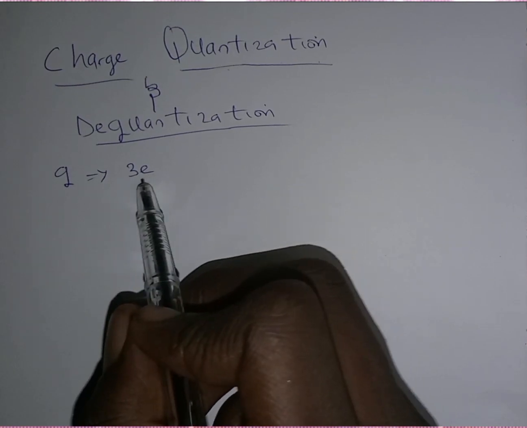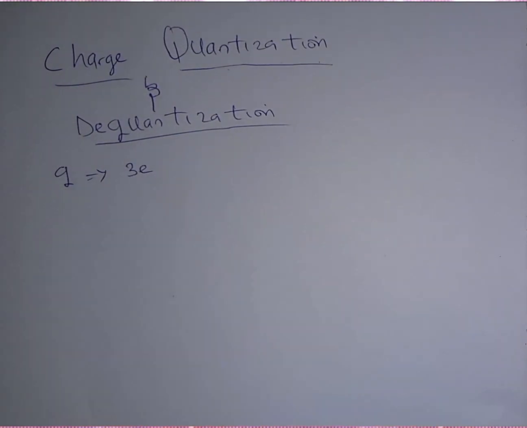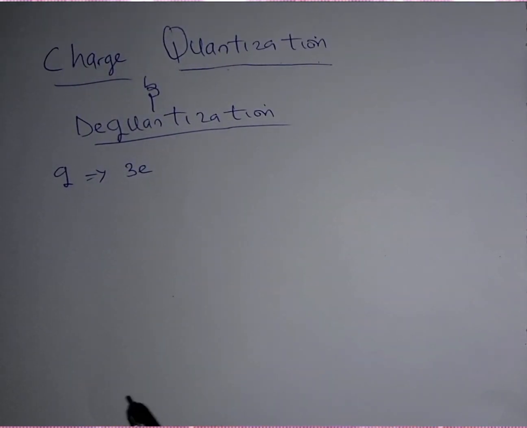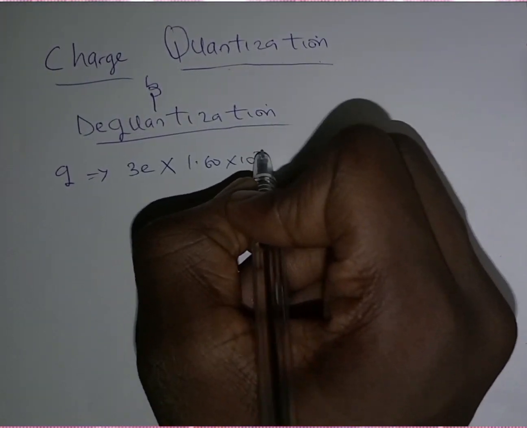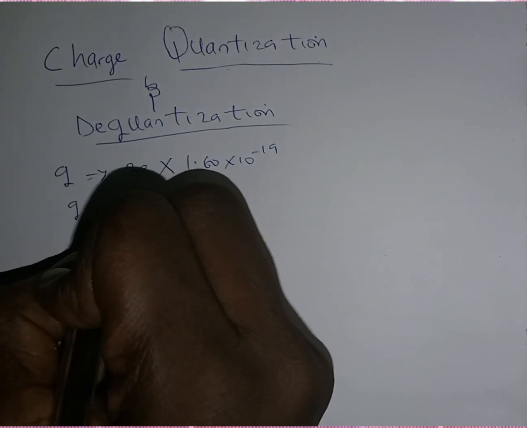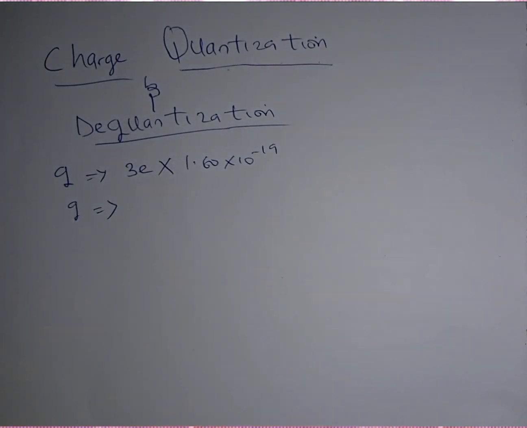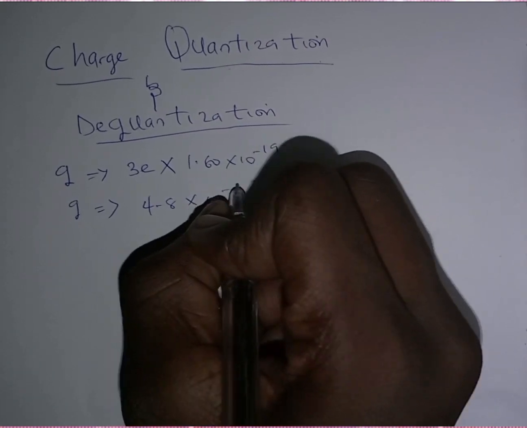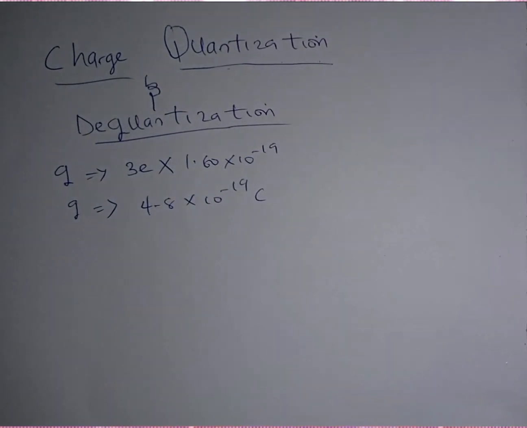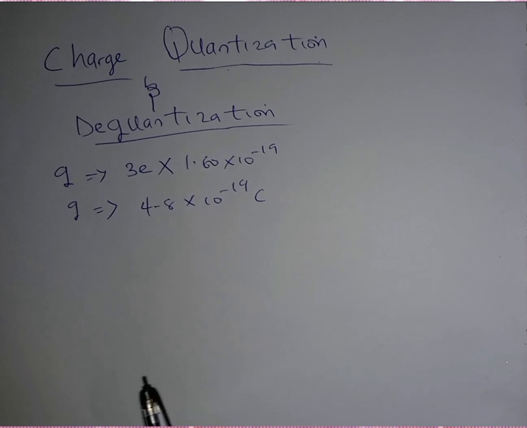To quantize these 3 electrons, it is very simple. Just multiply it by the standard charge, and you know the standard charge for an electron is 1.60 times 10 to the power minus 19. So 3 times 1.60 becomes 4.8 times 10 raised to the power minus 19 coulomb. So I have successfully quantized this charge.